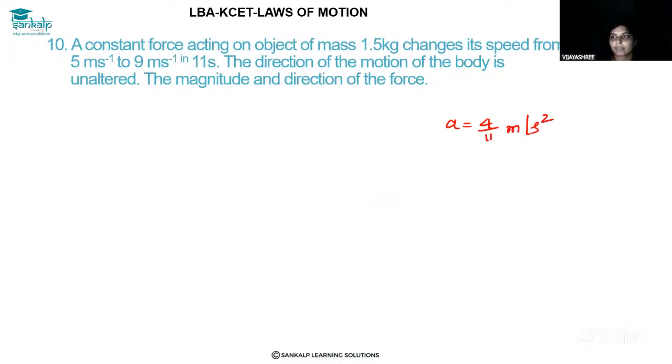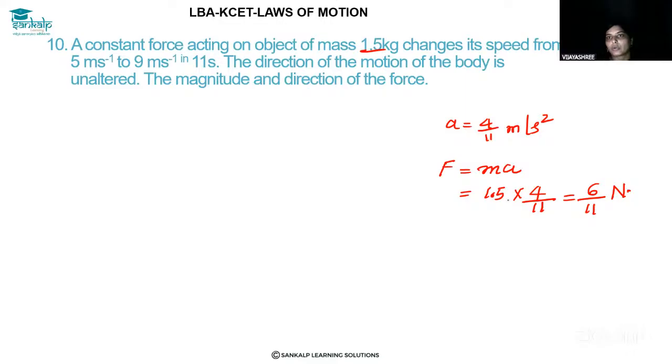Then we will calculate the force. Force is equal to mass into acceleration. Mass is 1.5 kg. Acceleration, we have just calculated, is 4 by 11 meter per second square, which is equal to 1.5 into 4, which means it is 6 divided by 11 Newton.